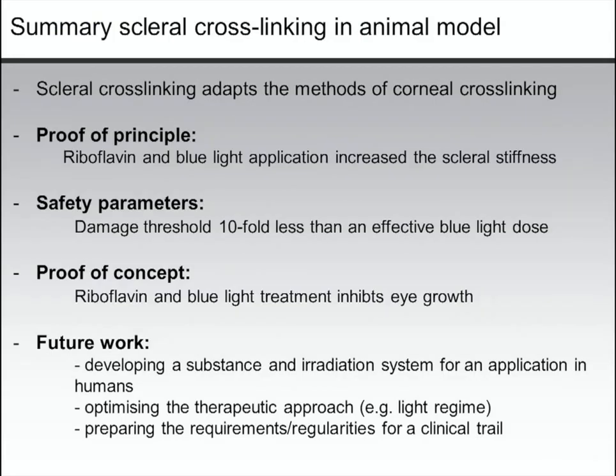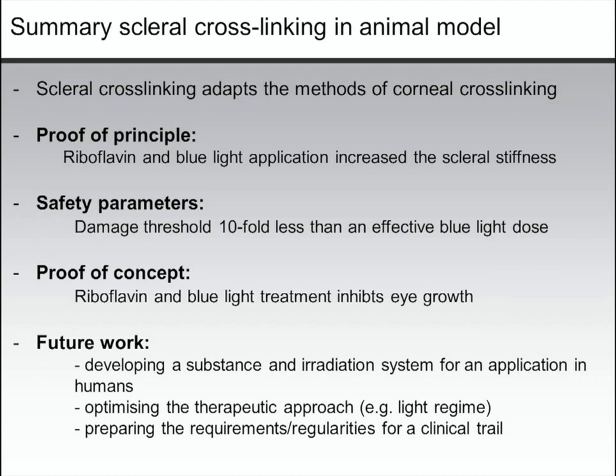To summarize, we have a proof of principle. We adapt the method of corneal cross-linking because the similarity between the cornea and the sclera is really obvious. We can increase the scleral stiffness. We characterized the safety parameters in retinal histology. The damage threshold is 10-fold less than an effective blue light dose. And we have a proof of concept that riboflavin cross-linking really inhibits eye growth.